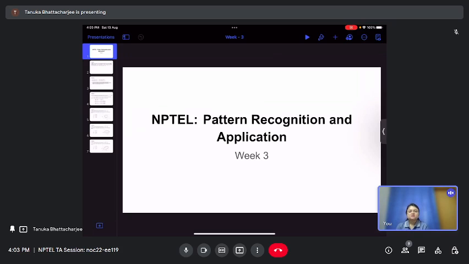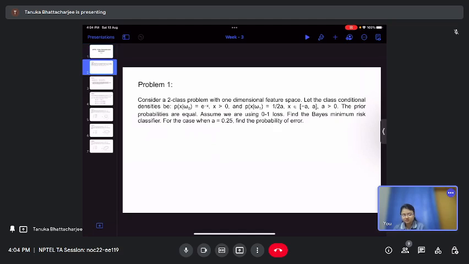So in today's problem solving session, we will solve a few more problems on Bayesian classifier, discriminant functions and normal distribution. So let us get started with the first problem.